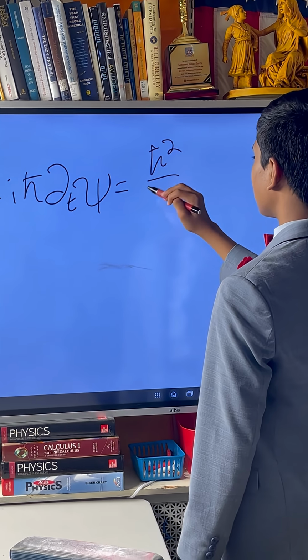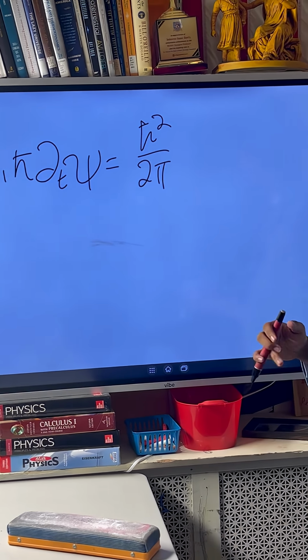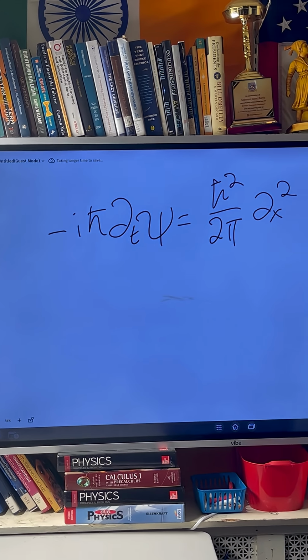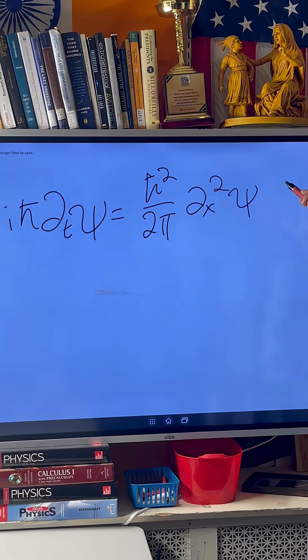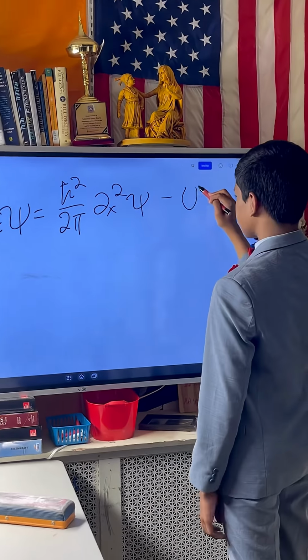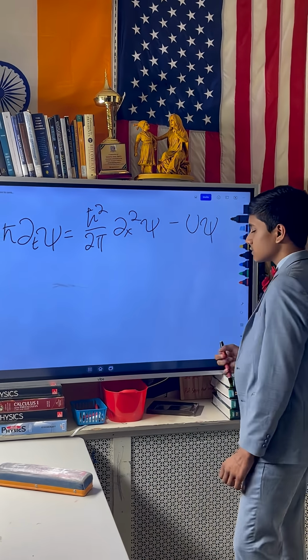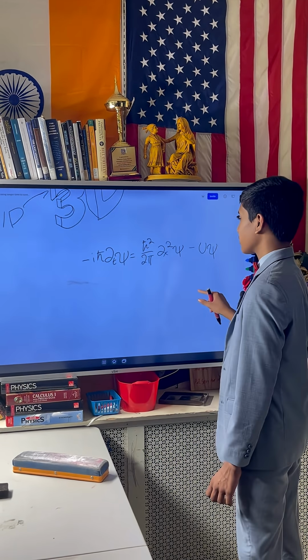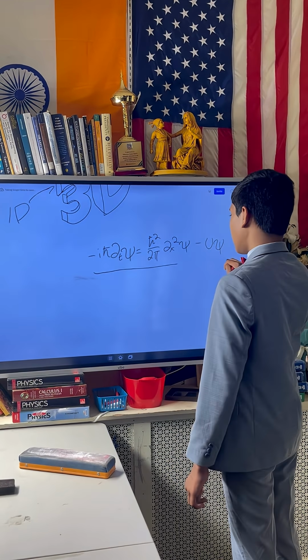H bar squared over 2m, partial x squared psi, minus some potential energy function psi. So what's going on here? Well, actually, we already know what's going on here. We've been covering it for a lot of lectures.